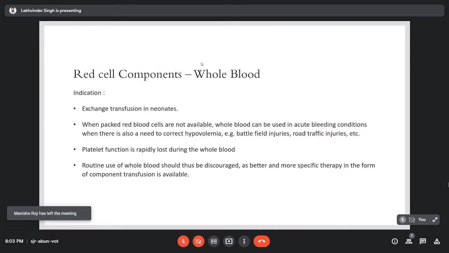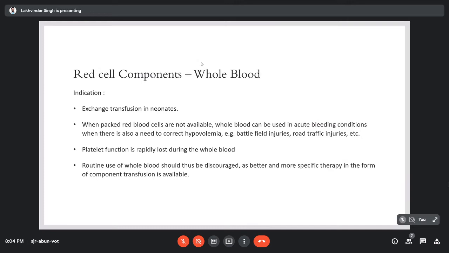So coming first to the red cell components, first is whole blood. Nowadays, whole blood is very rarely used. There are centers in India or some other countries that don't have access to blood component preparation, as Dr. Hari explained in the previous class. They are using whole blood. But in modern transfusion practice, there is no role of whole blood.